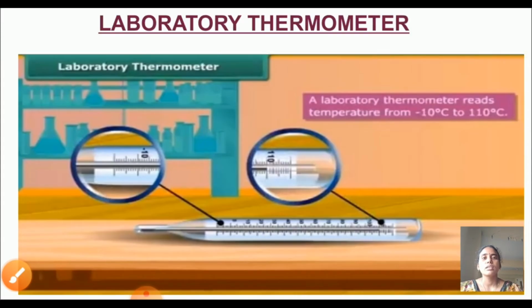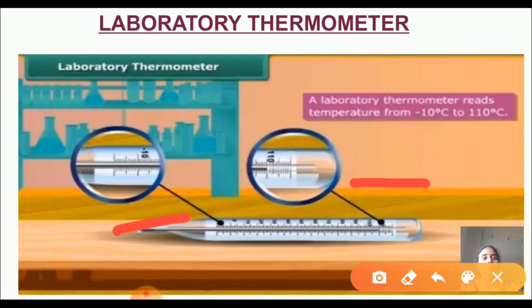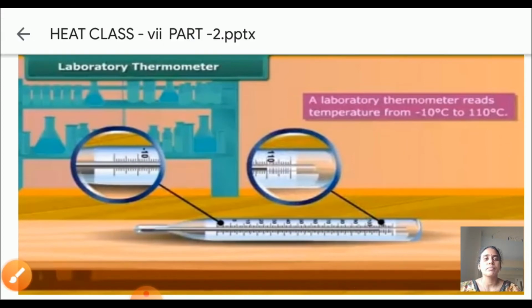And once again, what is the range of the laboratory thermometer? The laboratory thermometer reads from minus 10 degrees Celsius to plus 110 degrees Celsius. So that is the temperature. The laboratory thermometer reads the temperature between minus 10 degrees Celsius and plus 110 degrees Celsius.